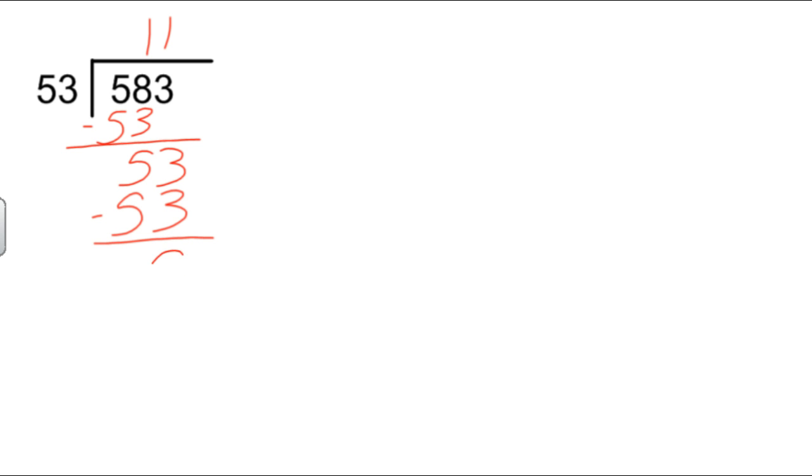53 into 583. I know 1 times 53 is 53. Subtract 53. 53 goes into 53 once. 53. Subtract 0. So the answer is 11. And that is it.